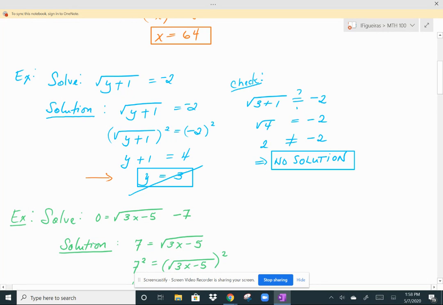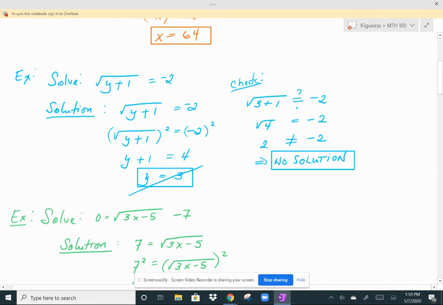So I actually put a slash through it because it doesn't work, and the work is here on the right. If you plug in 3 into the original equation, you need to check if the square root of 3 plus 1 equals negative 2. Well, the square root of 3 plus 1 is the square root of 4. Square root of 4 is 2. You want to make sure you always give the principal square root. And 2 is not the same as negative 2. Therefore, this is an example of a radical equation with no solution.